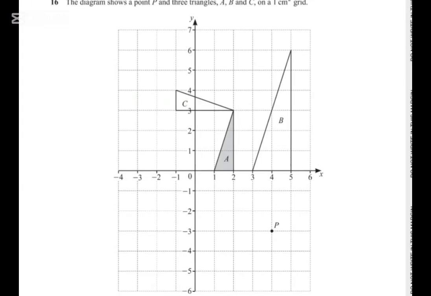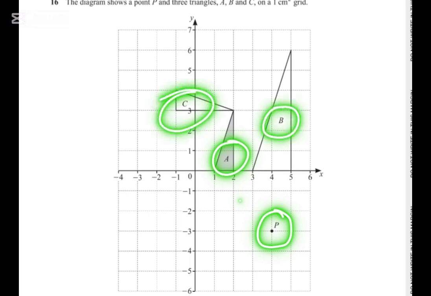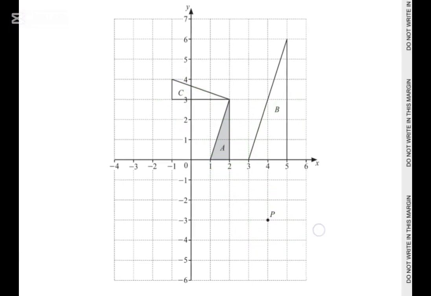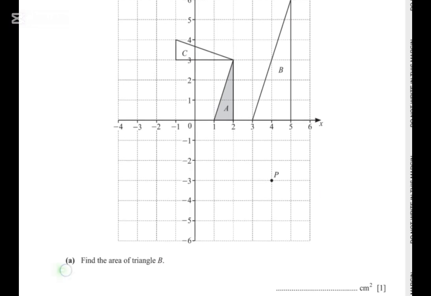Question number 16. The diagram shows a point P and 3 triangles A, B and C on a 1 centimeter square grid. So this is the diagram given. There is a point P and there are 3 triangles A, B and C. Using this information, you need to answer the questions. Question A: find the area of the triangle B. Now, how do we find the area of this triangle? We will first count all the squares which are complete. So 1, 2, 3, these are all complete.